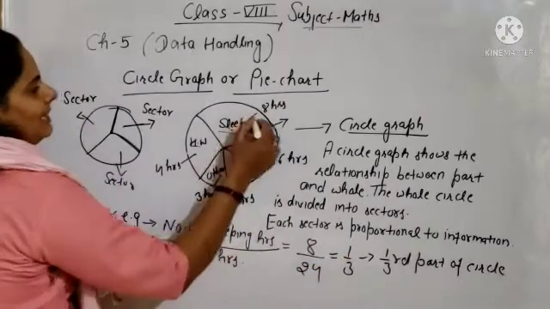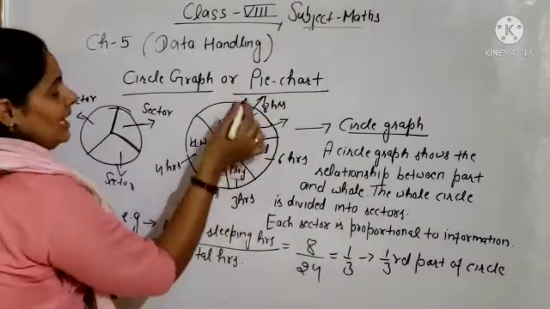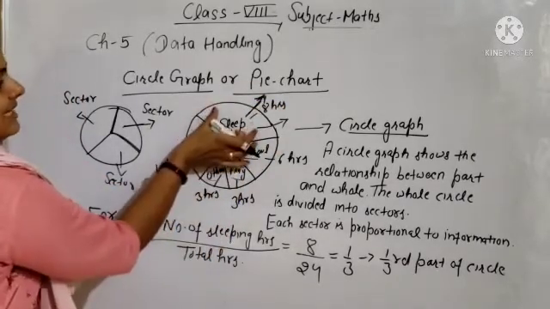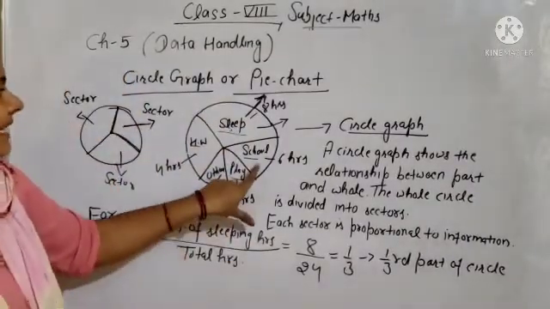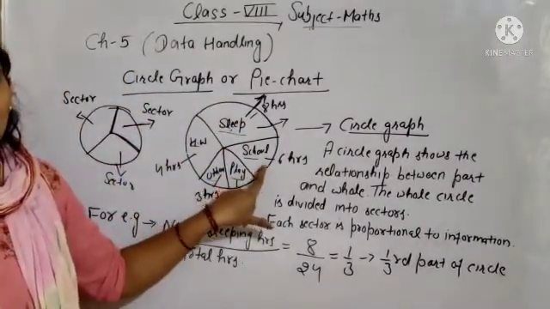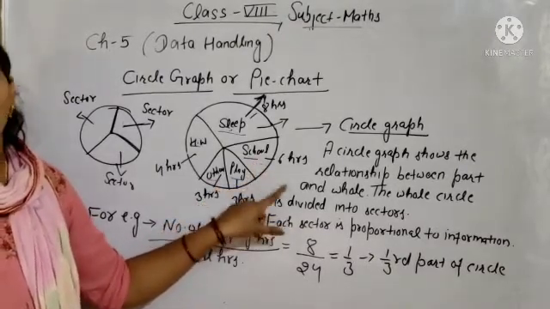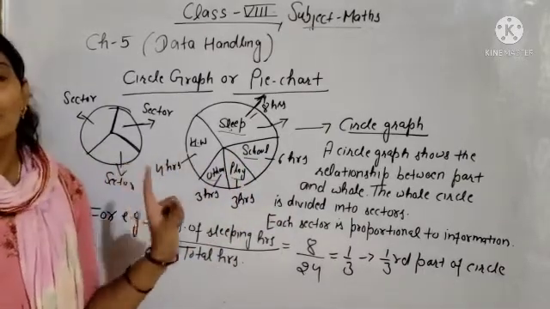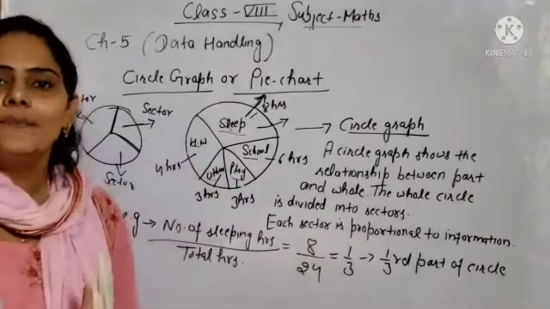So this one sector is showing the proportion to the information. It means this one is 1/3 of the complete circle. This one sector is the 1/3 of the complete circle. So same like that you can represent and show the data from here. Some data is given here also, so you can find out this one part, this one part also, this one also. So each part is a sector, each part is proportional to the information.